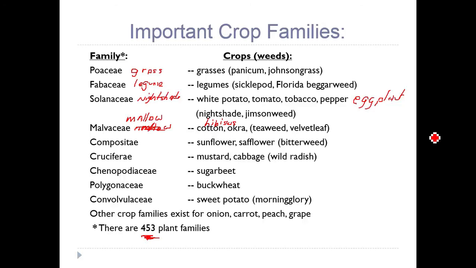The Compositae family includes sunflower and safflower. These are major oilseed crops. Bitterweed is also a member of that family. The crucifers, Cruciferae, the mustard family, include cabbage; wild radish is a weed in that particular family. This is another family that contains a lot of different species that we use economically.